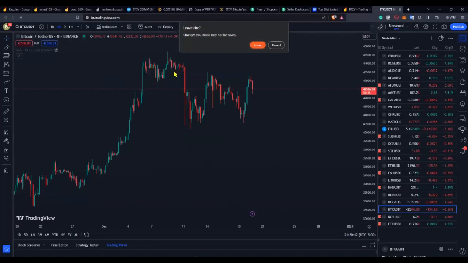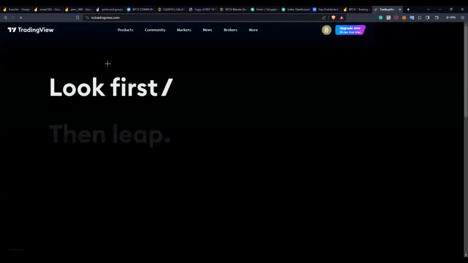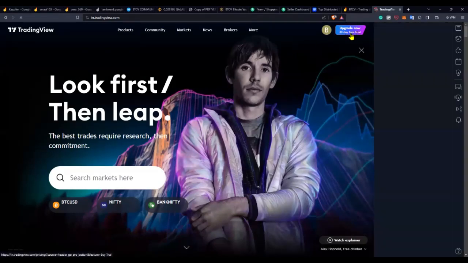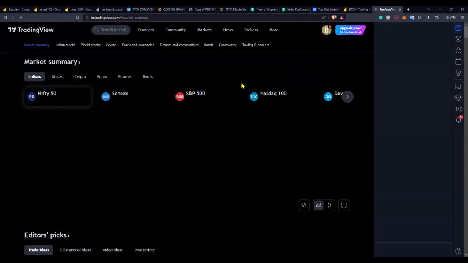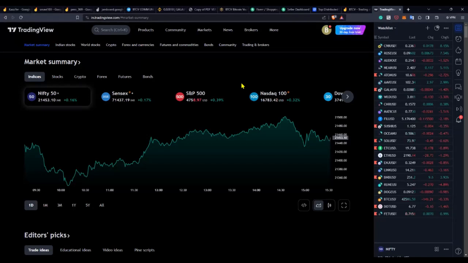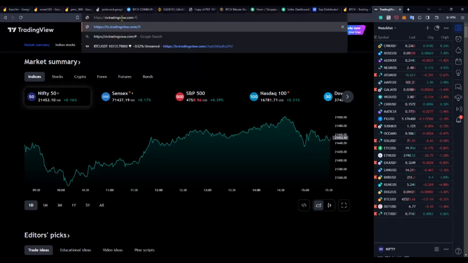I didn't, because TradingView needs a subscription. No, TradingView does not need a subscription. I am still using a free account on TradingView. See, it's saying upgrade now, 30 days free trial. You can create a free account, and you don't need to pay a penny to them. You don't have to buy the subscription. Nothing to be worried about. I am still using the free version, and it's working fine.